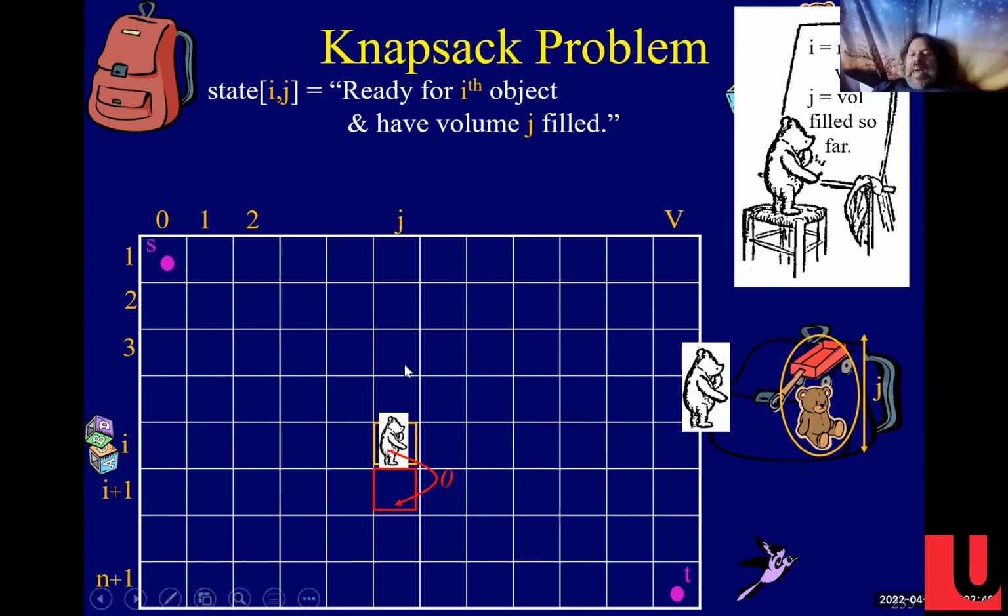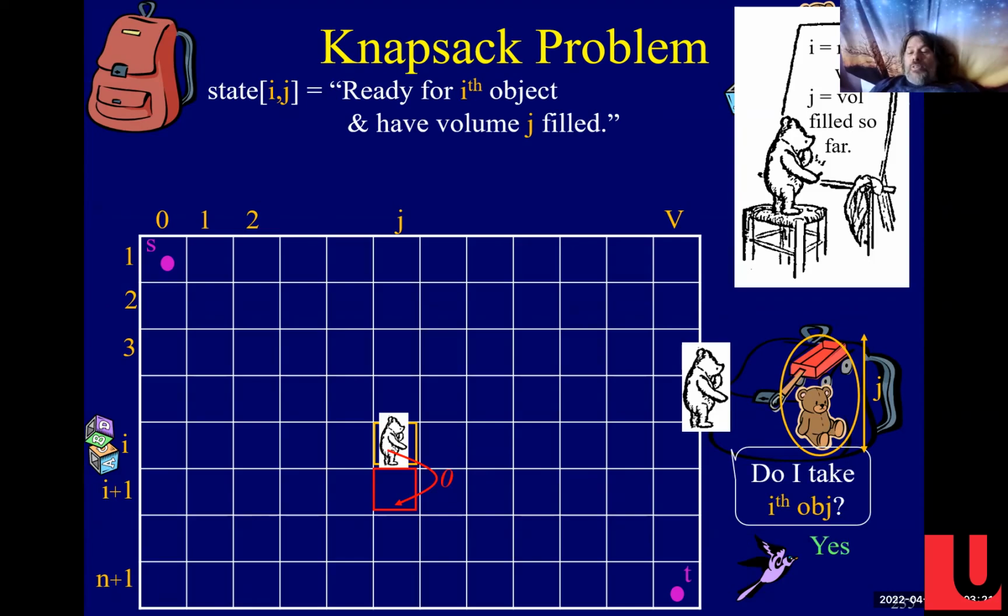Now I'm going to label that edge with how much it changes the value of my solution, right? Every path through the graph will be a solution, right? Because here, if I follow this edge, I'm deciding in my solution not to take this object, right? So how much does that contribute to my solution? It contributes 0 because I didn't take it, right?